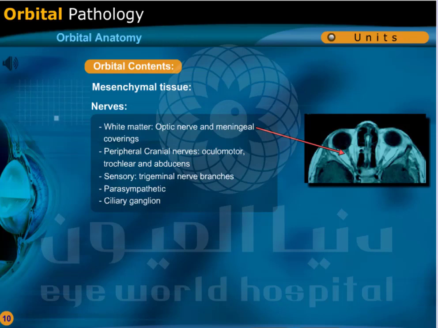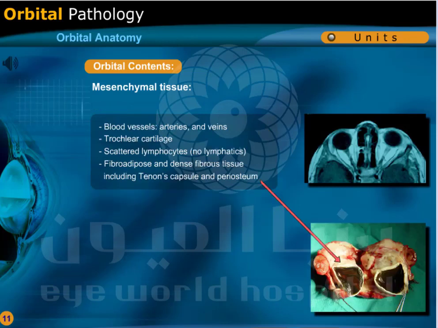Peripheral cranial nerves, oculomotor, trochlear, and abducent. Sensory, trigeminal nerve branches, parasympathetic and ciliary ganglion. Blood vessels, arteries and veins. Trochlear cartilage, lymphocytic aggregates with no lymphatics, fibroadipose tissue and dense fibrous tissue, Tenon's capsule and periosteum.